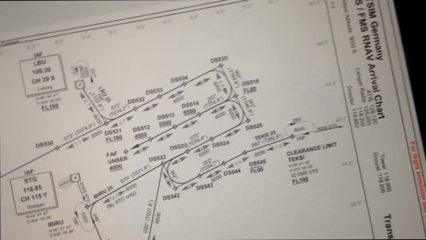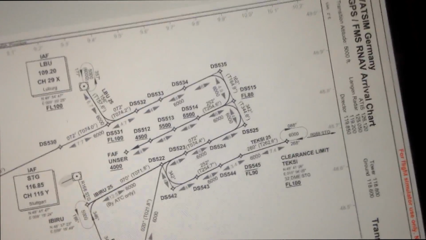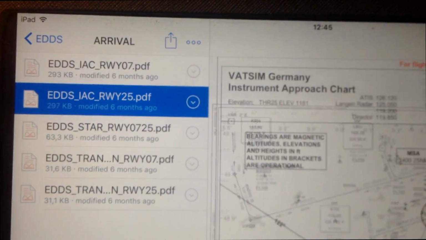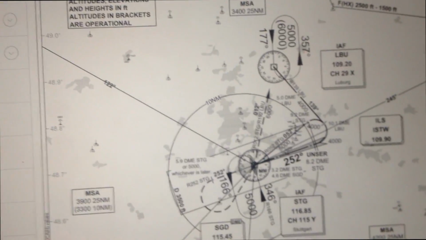And of course, a lot of people ask me where to find charts, and here's a link to a video where I explain where to find charts and how to use them, so you know how to use this kind of chart. So of course, another chart we can view is the instrument approach chart to runway 25.